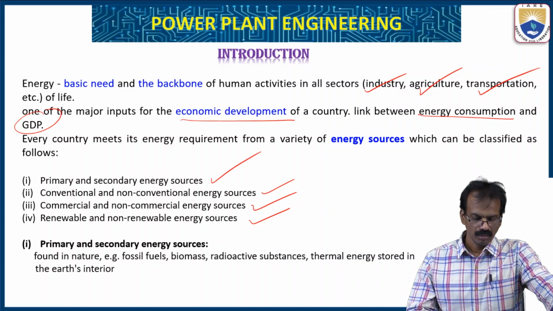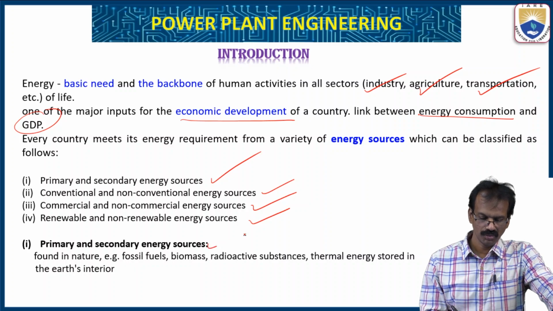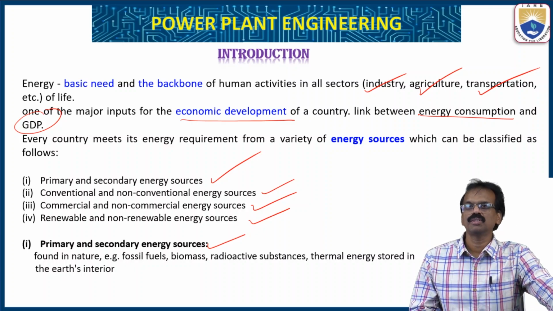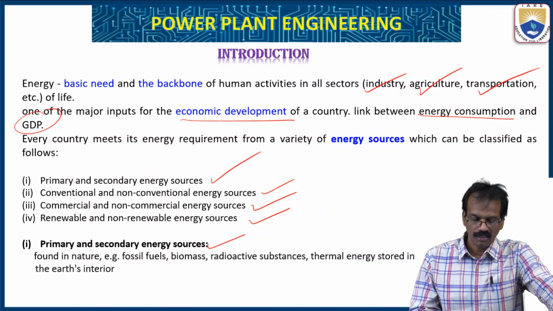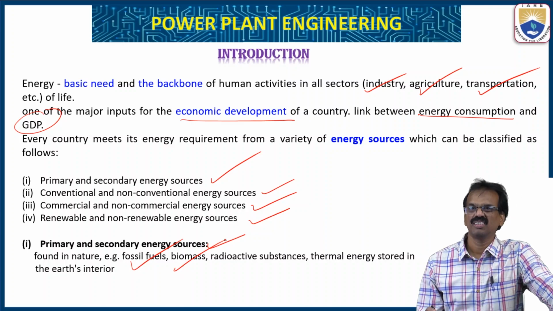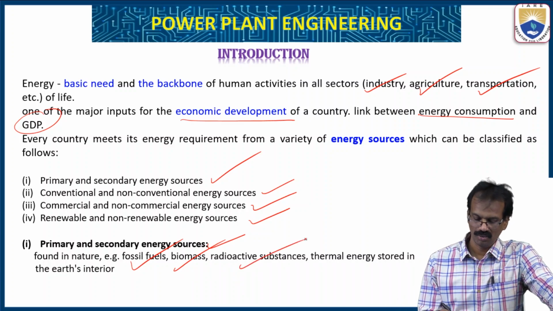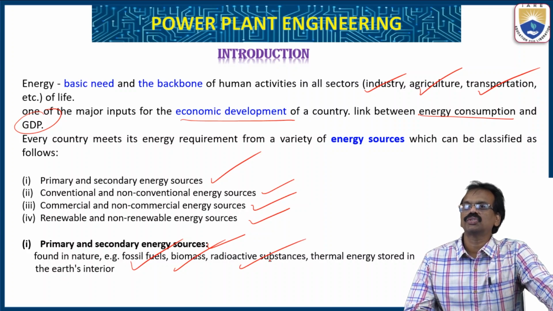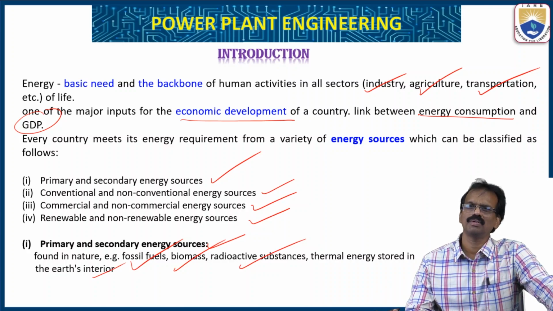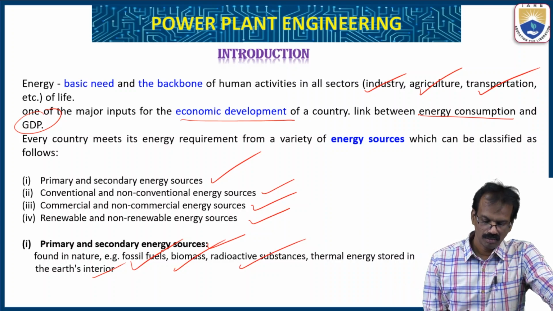First of all, primary and secondary energy sources are generally found in nature. Examples of these primary and secondary energy sources are fossil fuels, biomass, gases, radioactive substances like uranium, and the thermal energy stored in the Earth's interior. In some volcanic places, we get steam energy from the Earth also. So these are the primary sources which are found in nature.